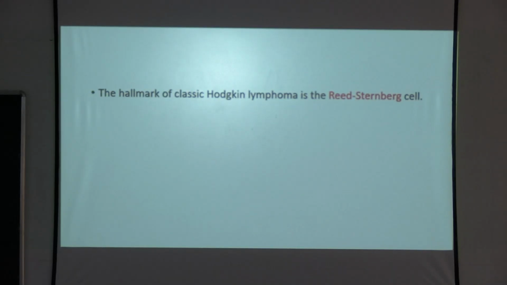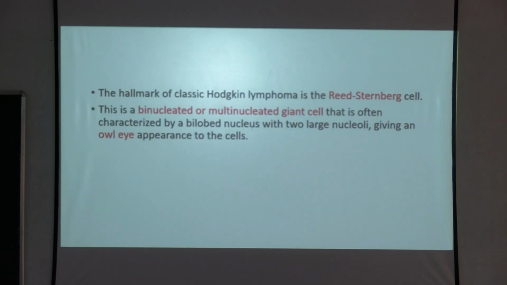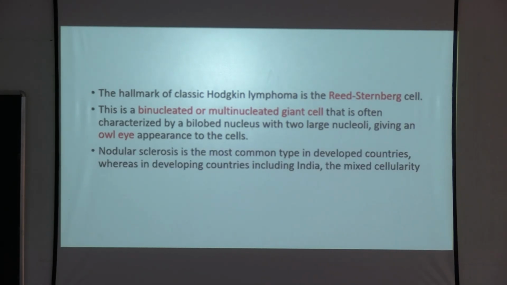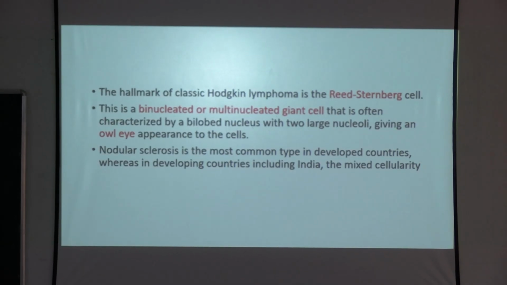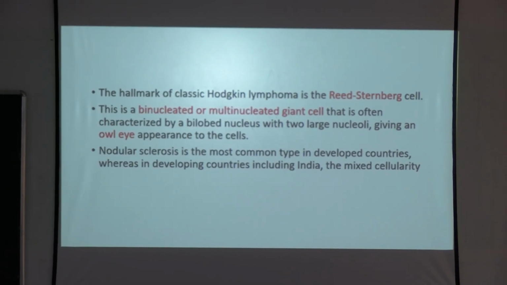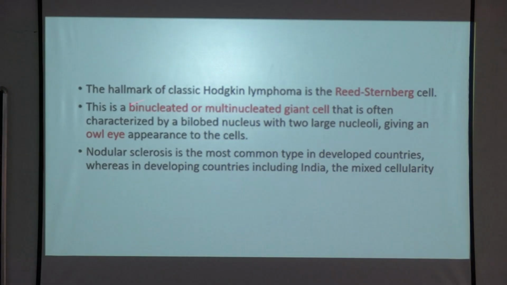Next, so what I am saying is that the hallmark of classic Hodgkin's lymphoma is Reed-Sternberg cells. This is a binucleated or multinucleated giant cell that is often characterized by a bilobe nucleus and two large nucleoli, giving a characteristic owl's eye appearance to the cells. So nodular sclerosis is the most common variety in developed countries, but in our countries যেখানে আমাদের infectious cause is more common, Epstein-Barr Virus infection, what we get is the mixed cellularity variety that occurs in around 60% cases.